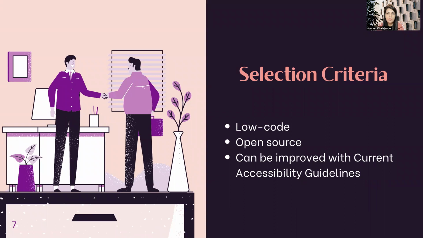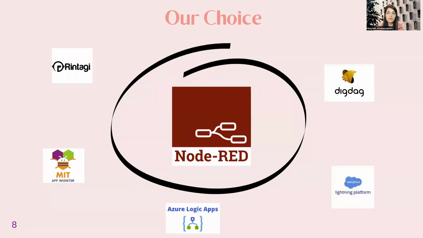We also wanted to work on an open source project that will remain maintained after this research has completed. And finally, we wanted a tool that can be improved with the current accessibility guidelines. Although there were many low-code tools available, our final choice for this piece of work was Node-RED, as it best met all of our selection criteria. It is a low-code approach. It is the most popular open source project among our selections, and it has yet to implement many accessibility related features, which can be improved with current accessibility guidelines.